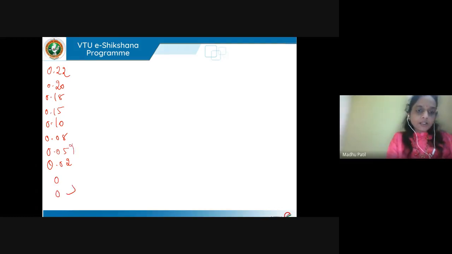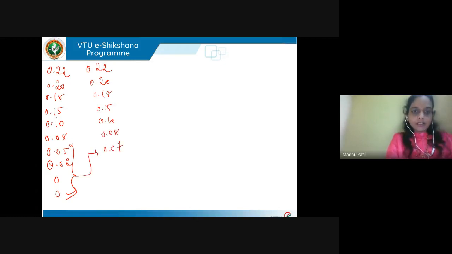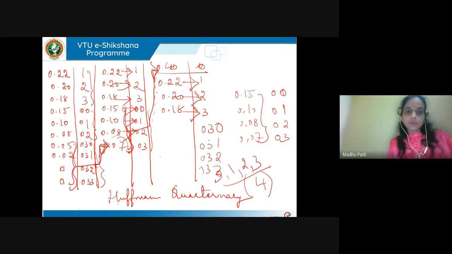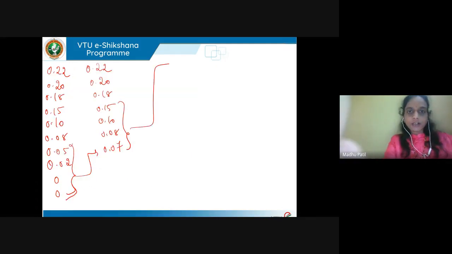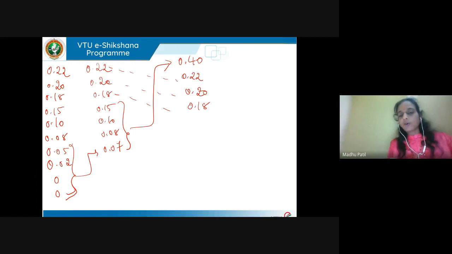Next, I take the last R symbols, that is the last 4 symbols, and I do the addition to form the composite symbol. So what is the composite symbol? I am getting 0.07. Next, I take the last 4 symbols. I get 0.25 plus 0.15, that is equal to 0.40. 0.40 is greater than all these symbols, so it should be placed in the beginning. Next, 0.22, 0.20, 0.18. No further addition to form a composite symbol is possible because I'm left with the last R symbols. 4 symbols are left, so I should stop the addition.